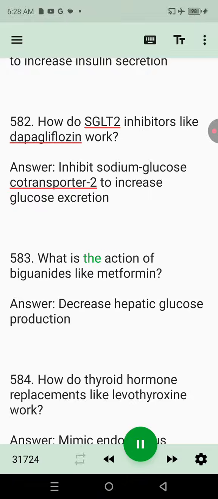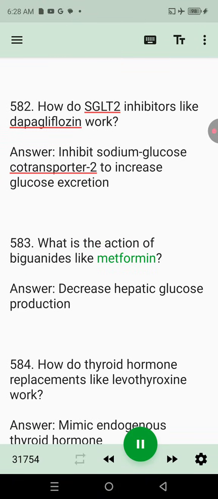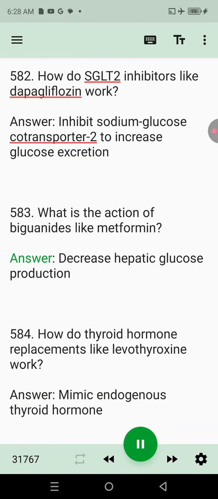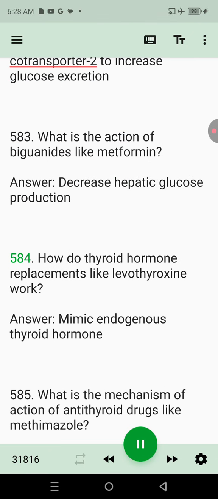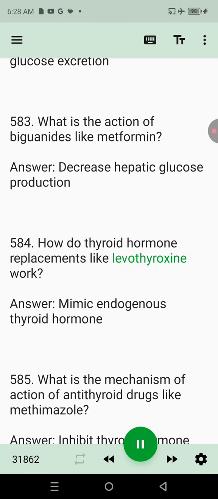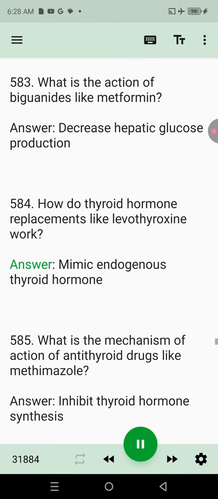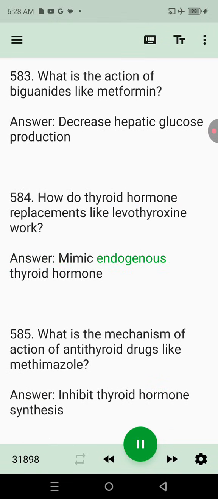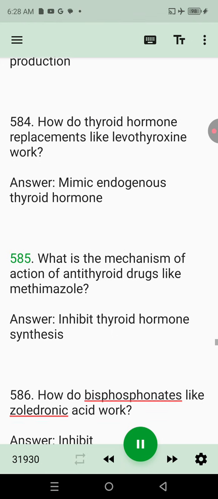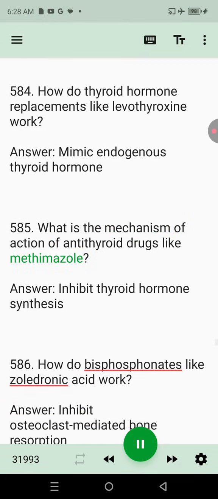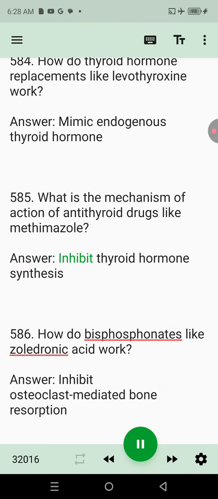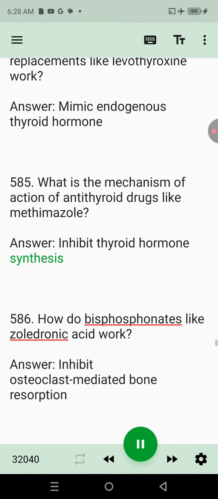583. What is the action of biguanides like metformin? Answer. Decrease hepatic glucose production. 584. How do thyroid hormone replacements like levothyroxine work? Answer. Mimic endogenous thyroid hormone. 585. What is the mechanism of action of antithyroid drugs like methimazole? Answer. Inhibit thyroid hormone synthesis.